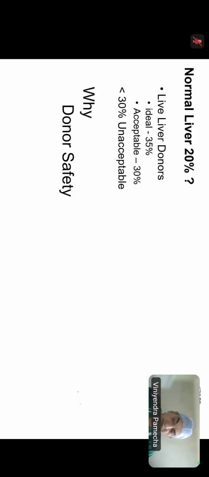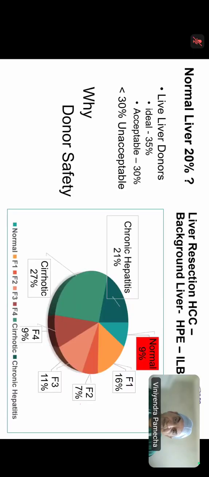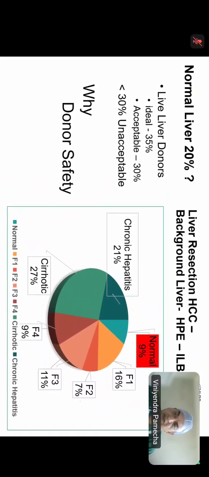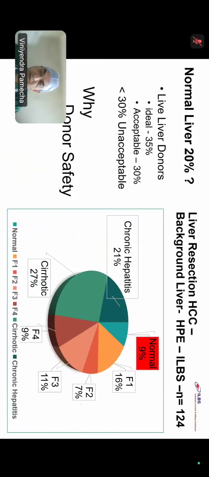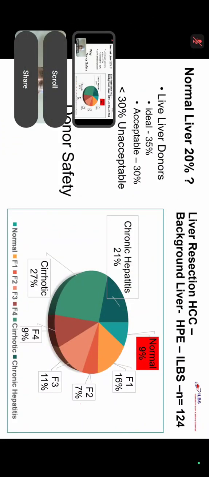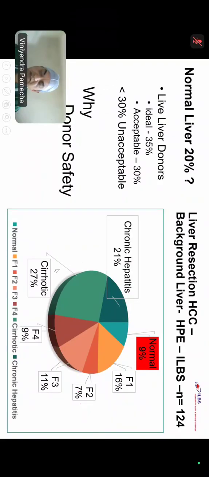Don't just look at volume, but also at the actual grams of liver which are going to be left behind. Again, when we say normal, this is data from our own HCC series. Normal was found in only 9%. Otherwise, most patients have chronic hepatitis, 27% had cirrhosis, and many of them had fibrosis as well. So this is HCC data in terms of background livers. You hardly find normal livers nowadays, especially in patients who have cancers or other etiologies.